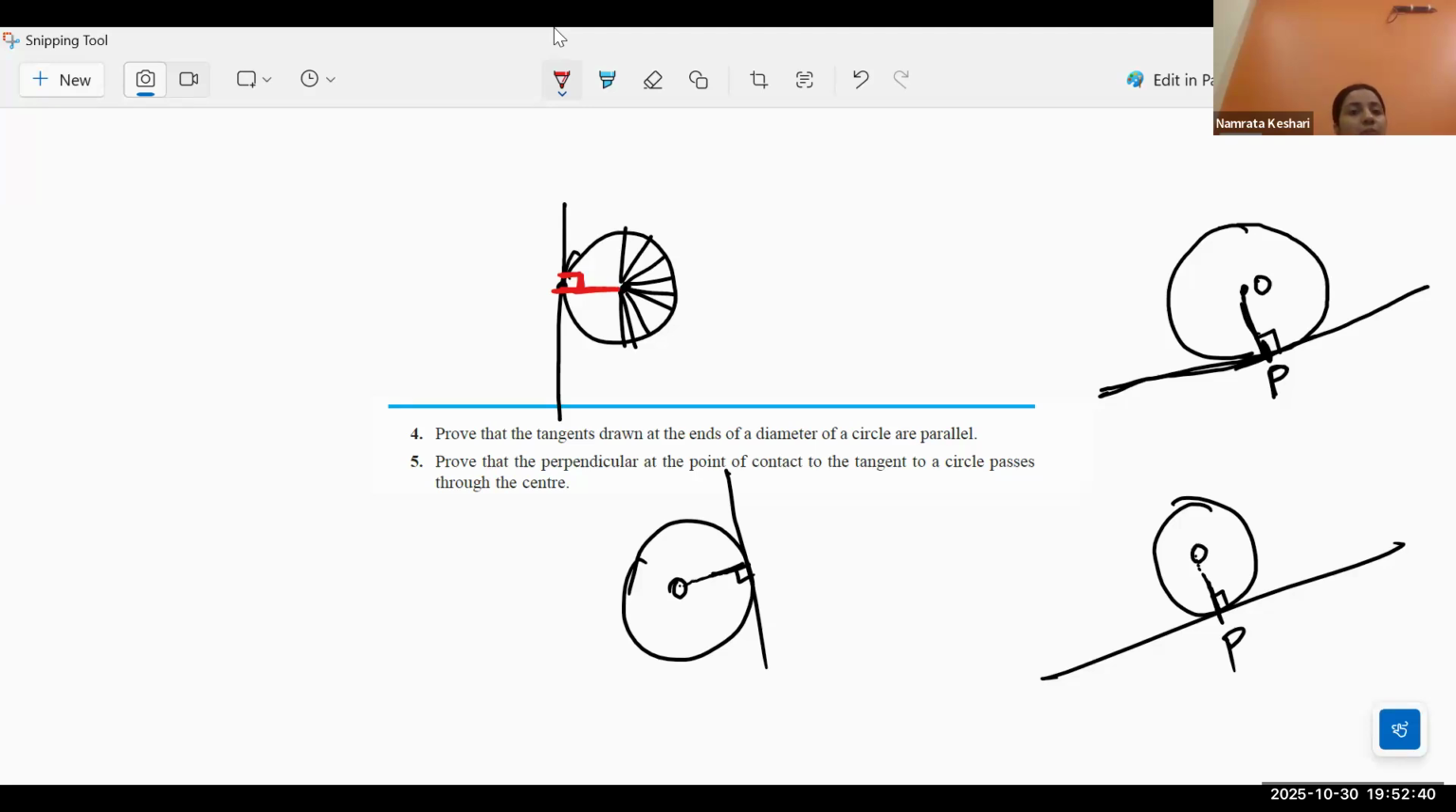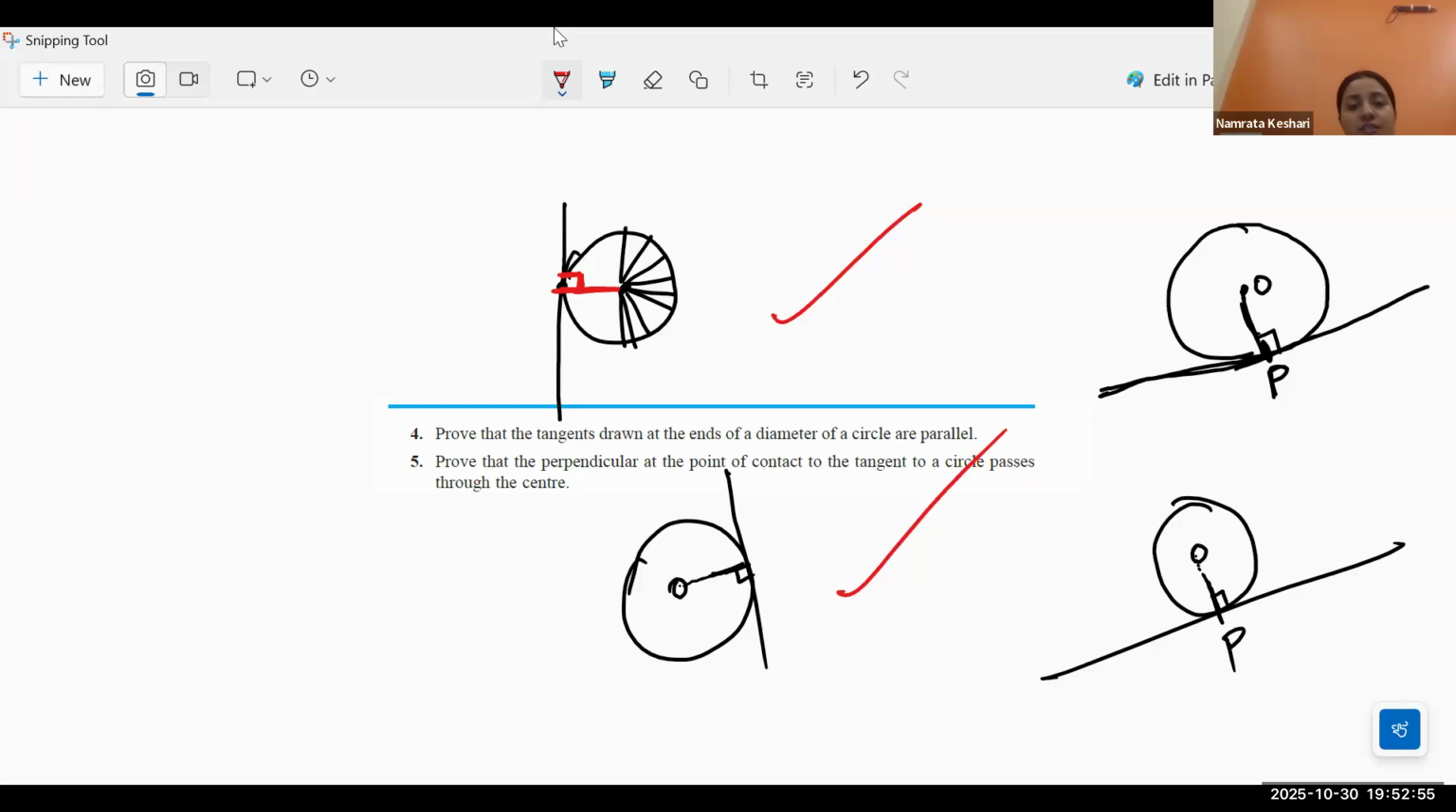Theorem number 1 says the tangent at any point is perpendicular to the radius which passes through the point of contact. So this one and this one are the same thing. How will we prove it?